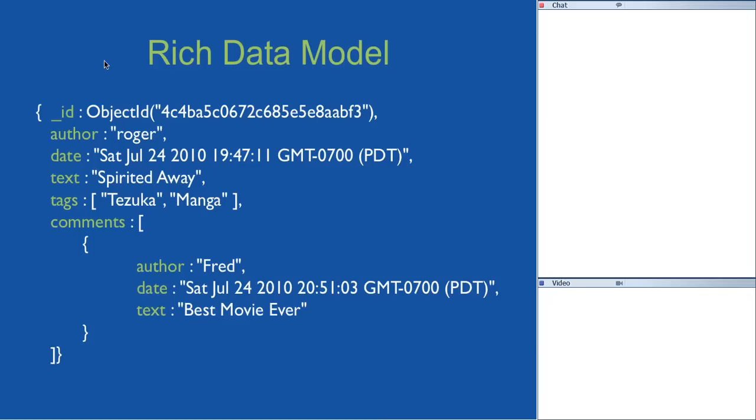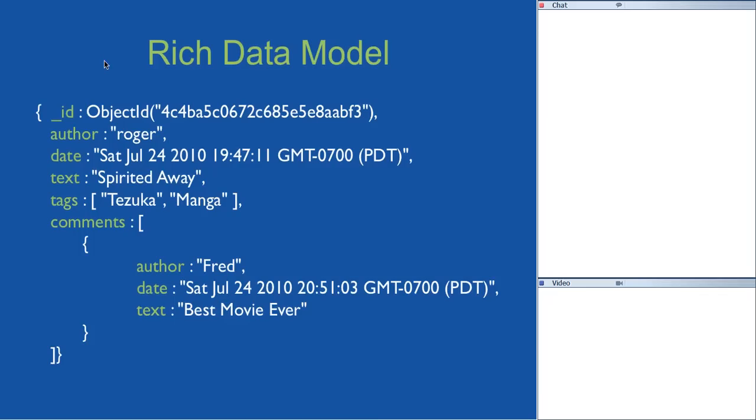In a relational database, you'd probably join out to another table for Roger. We've got our date in there. You've got a bunch of tags. And then we have the comments for the blog post as well. Those have a different author field. That's the author of the comments. But you can have it all nested nicely inside of one document.